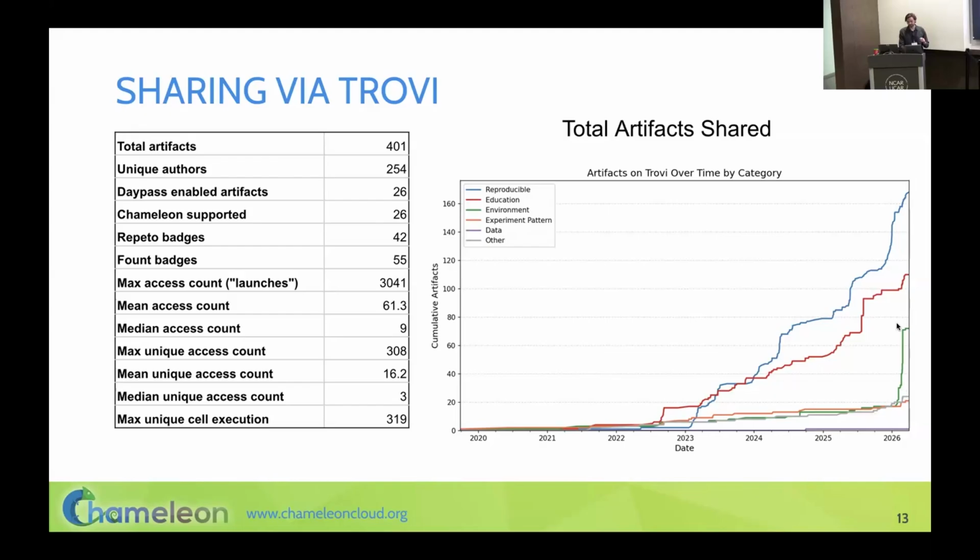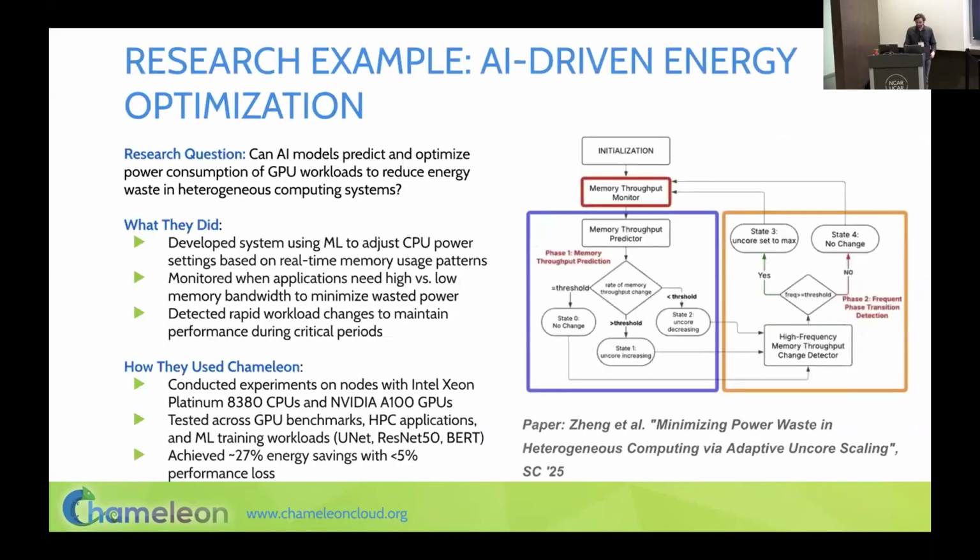So that's why you see this huge spike of environment artifacts there. And then we have our actual metrics, so you can measure engagement: how many people are accessing your artifact, how many are launching it, and how many are actually launching it and then running the first cell of your notebook. So there's various ways to measure engagement.